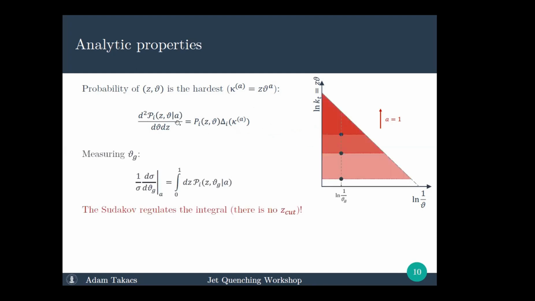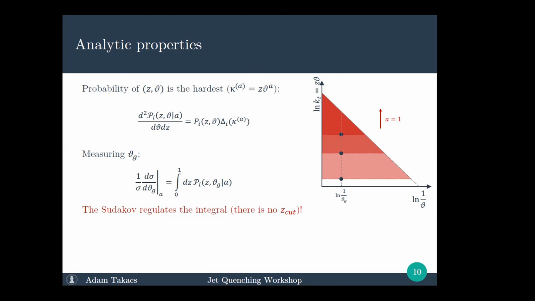So for example, if I would like to calculate the angle of this hardest emission, then I take this double differential probability distribution and integrate out all the possible z's that this splitting had. By that, I am moving this point down and calculating more and more no-emission phase space.